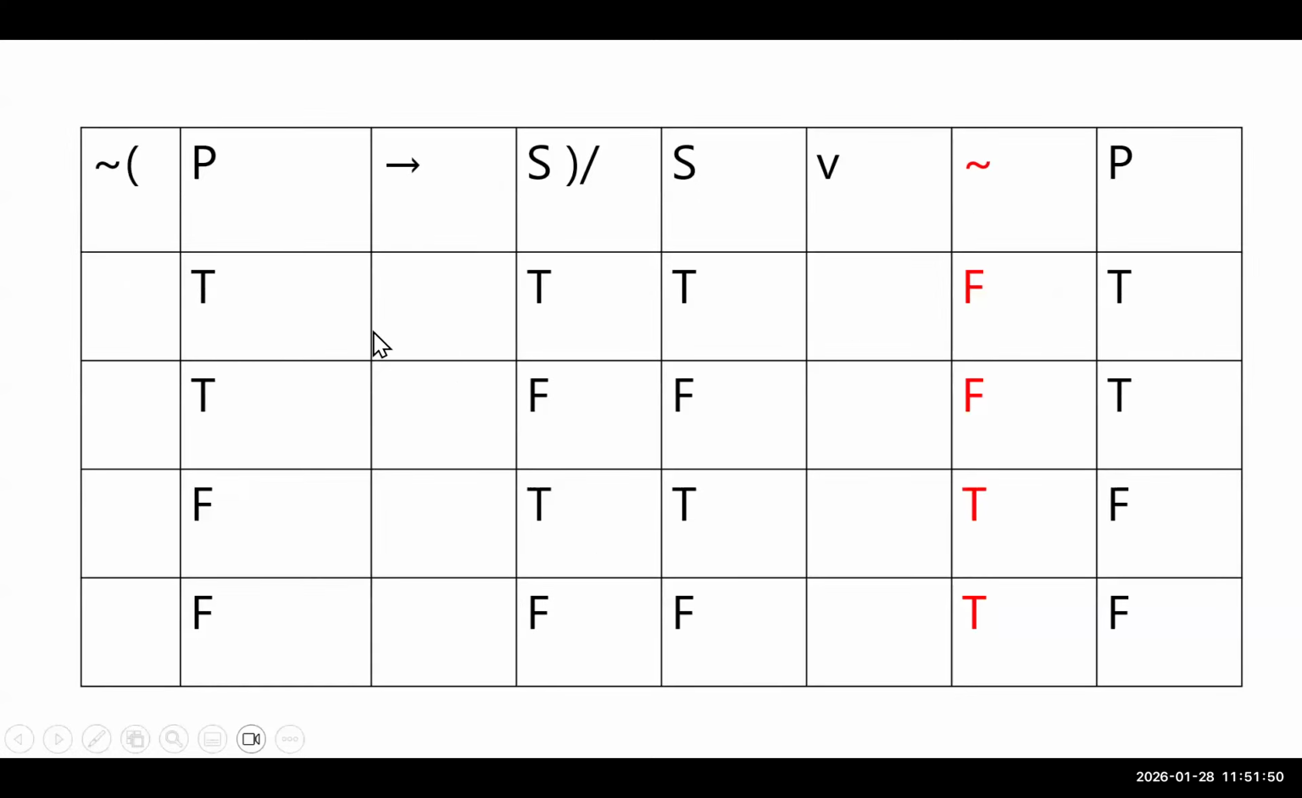Okay, now we're going to do this exercise together. So here we go. We're going to start with our or over here. So true or false is true. False or false is false. True or true is true. And false or true is true. Now we're going to do our if then on the inside. So we get true, false, true, true. And now we do the negation on the column here. So we get false, true, false, false.